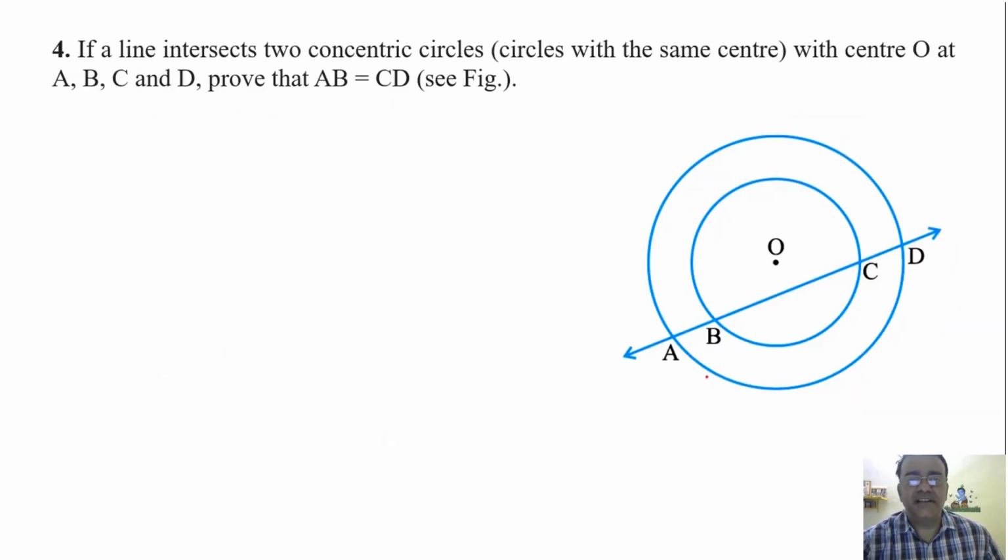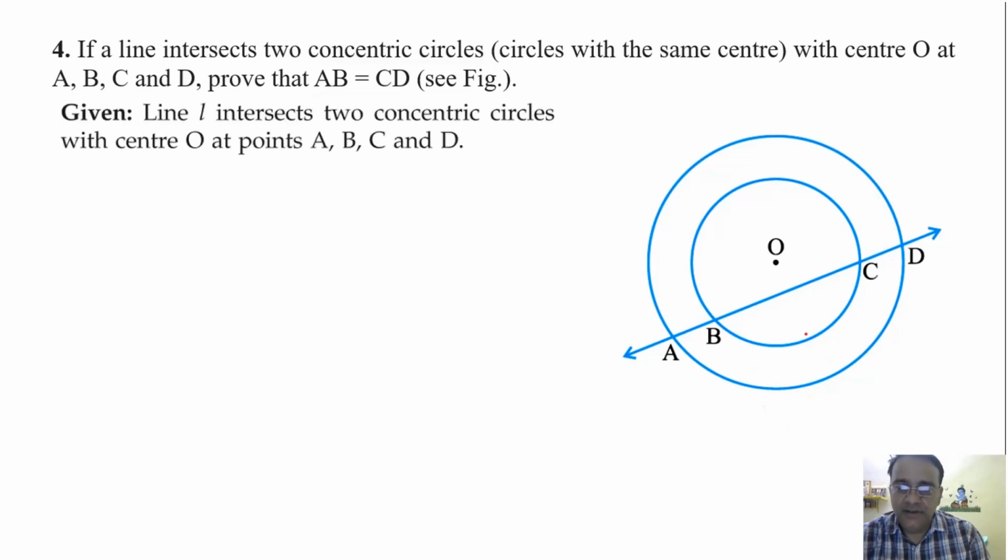If a line intersects two concentric circles, I already told, two or more circles with the same center are called concentric circles, with center O, at A, B, C, D, prove that AB is equal to CD. So AB is equal to CD we have to prove. So what we will do, we will draw one perpendicular from O to this chord.